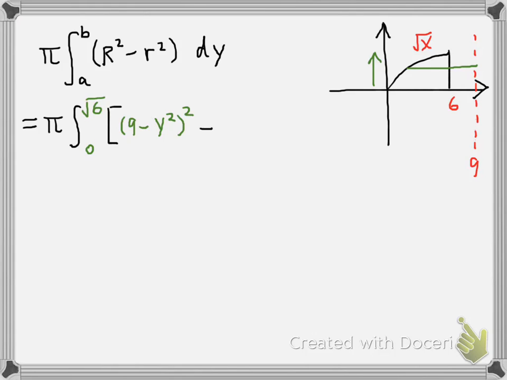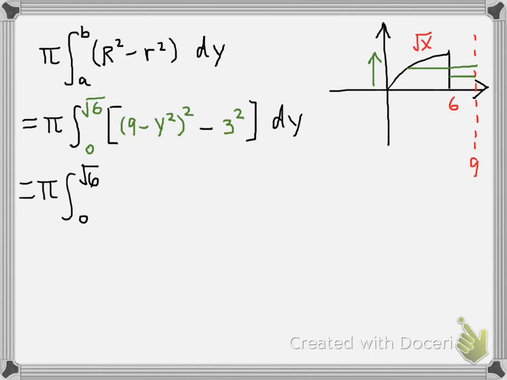And little r is from x equals 6 to x equals 9. And it's just the number 3. That is the length of that little r. So we square little r dy. Then we do the calculation. We get pi times integral from 0 to square root of 6.